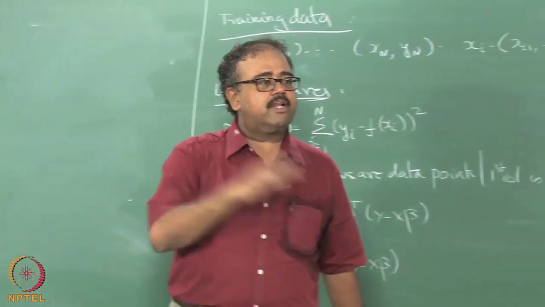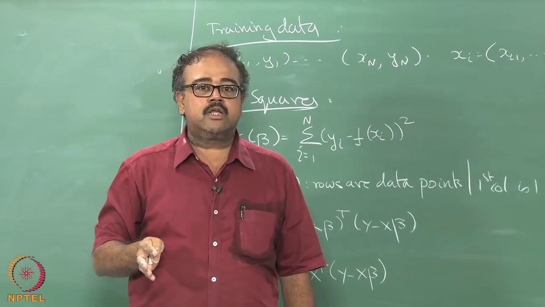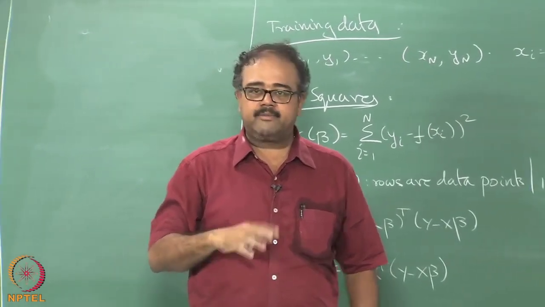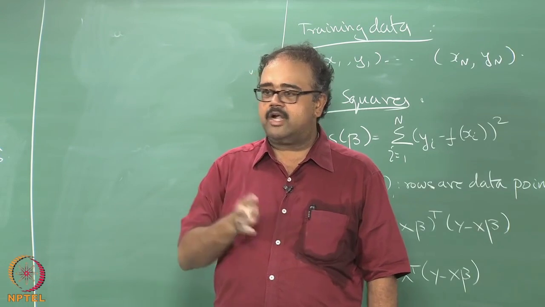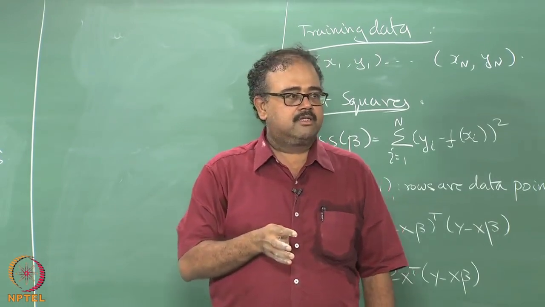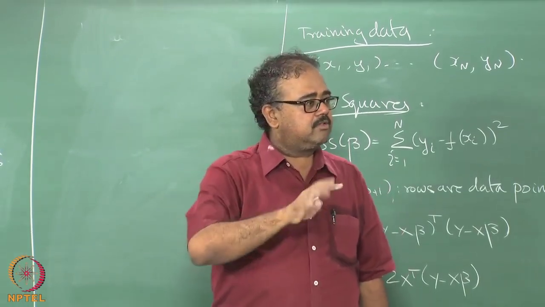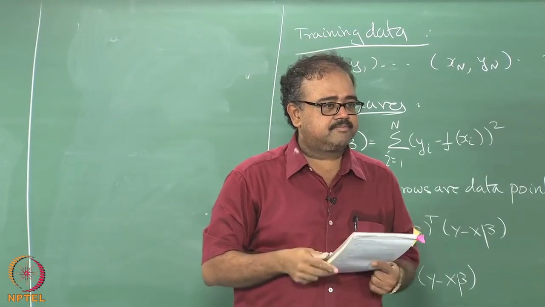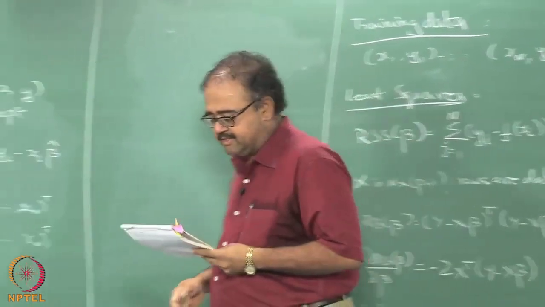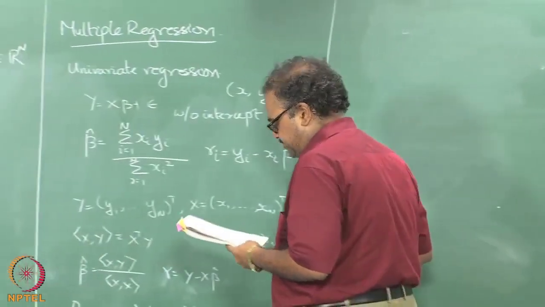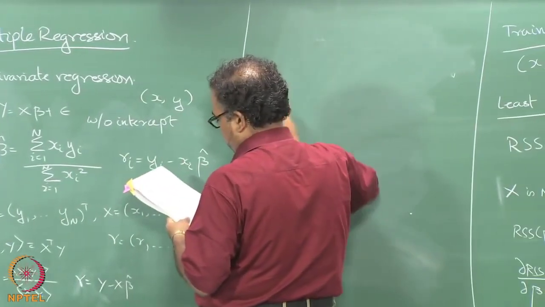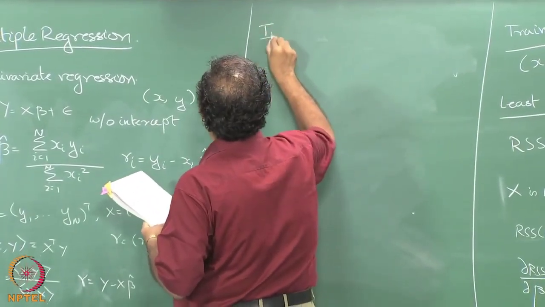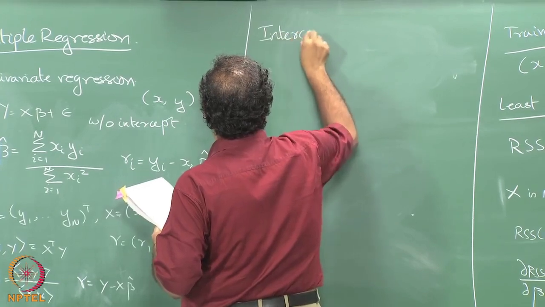What is interesting is what happens if the x's are not orthogonal. They are independent, so they still span a p plus 1 dimensional space, but they are not orthogonal. What do the coefficients represent in that case? That is essentially what we are going to look at. So we will start off by taking one step at a time.